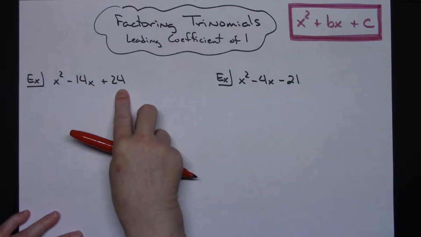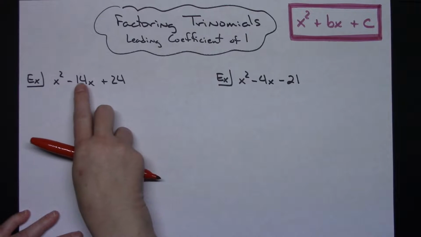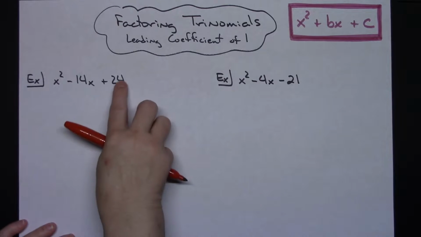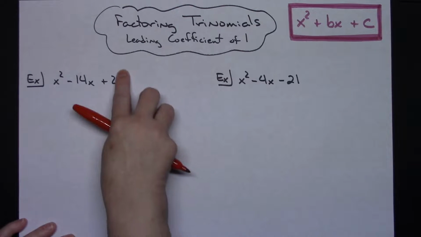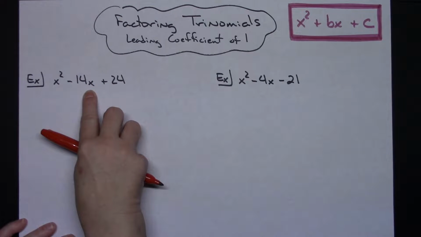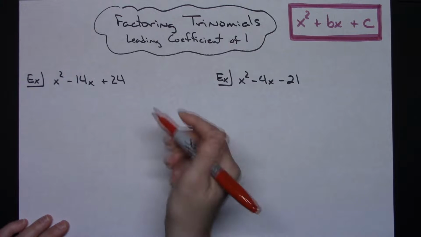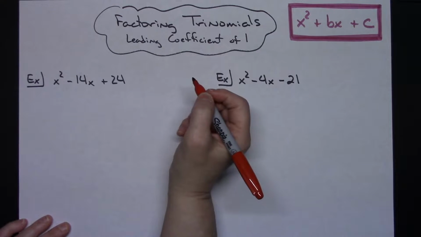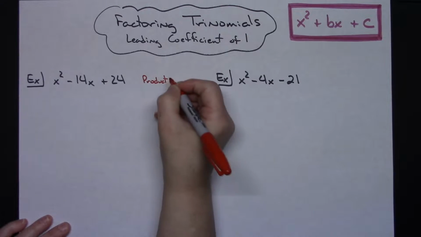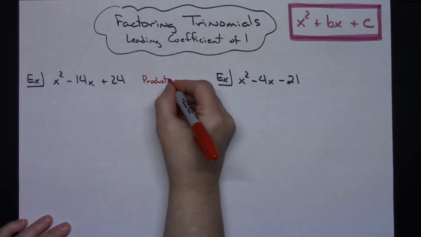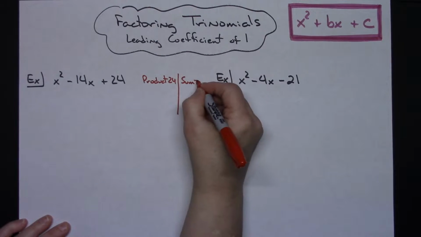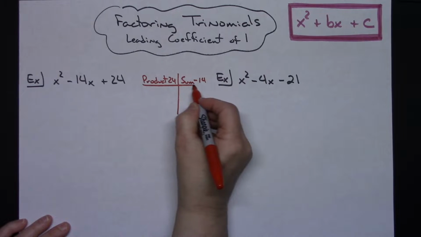Alright, so basically we have our trinomial here. We've got x squared minus 14x plus 24. Now what we have to do is come up with two numbers that multiply to a positive 24 but add to a negative 14x there in the middle. So initially when you start to do this, it would probably be a good idea to make a nice organized table. I need a product of a positive 24. I need a sum of a negative 14, and it'll be a negative 14x.